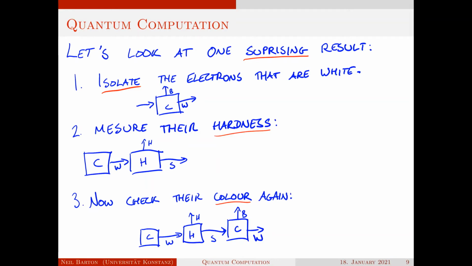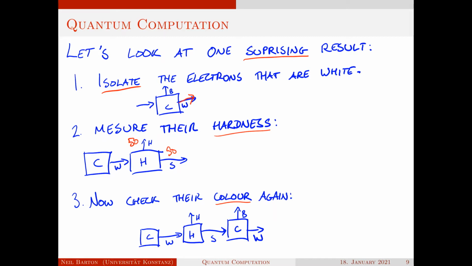So let's look at one surprising result we get about the behavior of electrons, given these kinds of measurements. We're going to do three things. First, we isolate a bunch of electrons that are white. I send a bunch of electrons in here, and I focus on the ones that come out white. I've isolated all the ones that are white, and I'm now going to measure them for their hardness, so I send them into a hardness box. As we would expect, since there's no correlation between whiteness and hardness or softness, 50% come out hard and 50% come out soft.